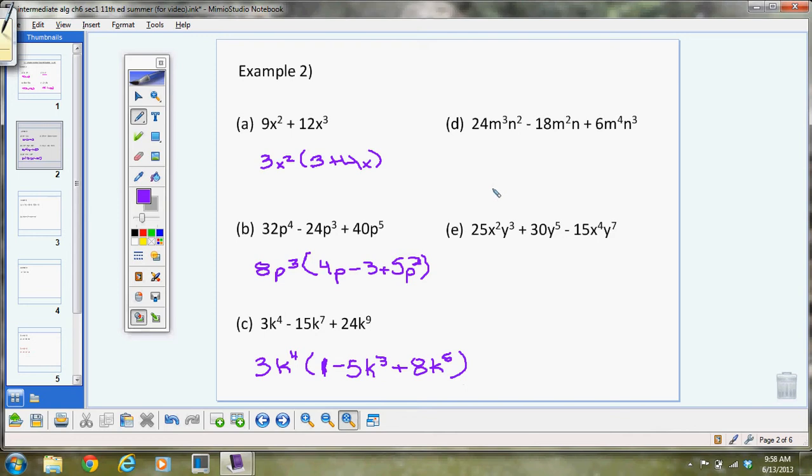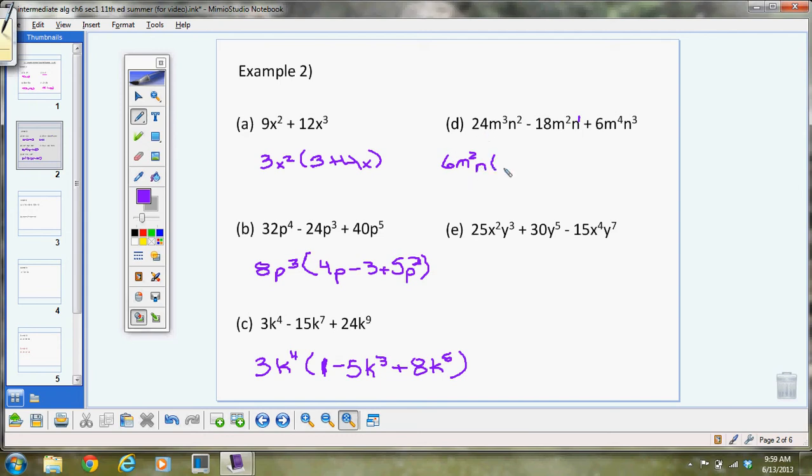Now at top on part D, we have 24, 18, and a positive 6. Greatest common factor for numbers is going to be a 6. So I'm going to take out a 6. I have m's in all of them. Smallest power is 2. So I'm also going to take out an m squared. I have n's in all of them. The smallest power is this one. There's a 1 there you don't see. So I'm going to take out an n. And then use my parentheses.